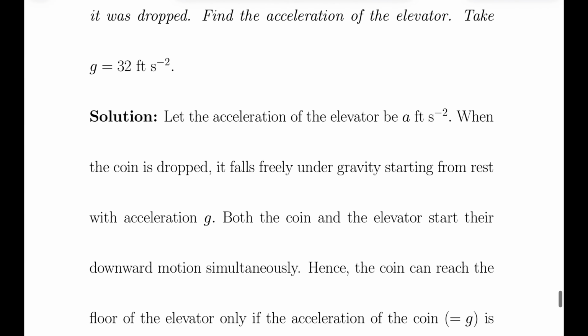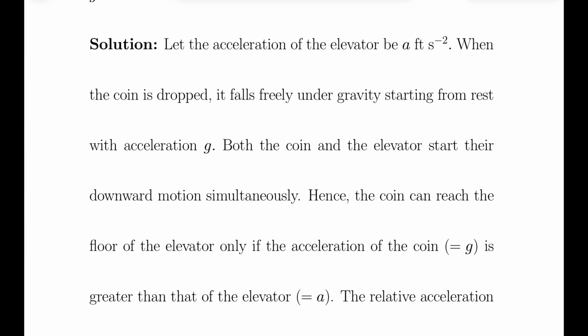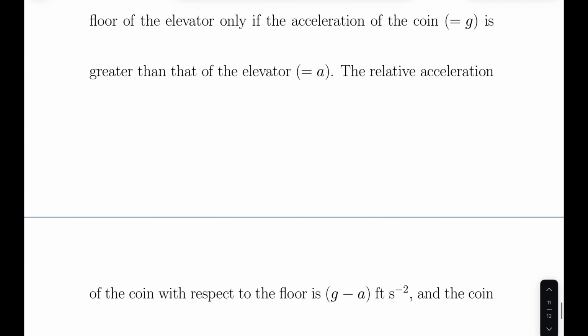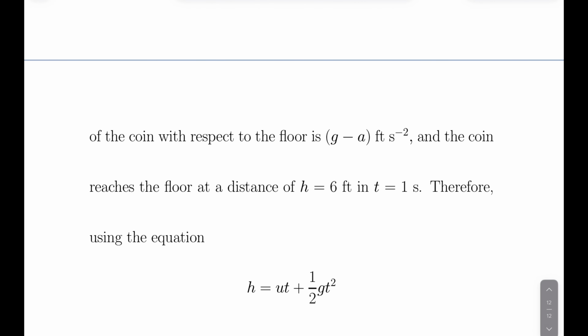Now, see how it can be solved. Let the acceleration of the elevator be a feet per second square. When the coin is dropped, it falls freely under gravity, starting from rest, with acceleration g. So both the coin and the elevator start their downward motion simultaneously. Hence, the coin can reach the floor of the elevator only if the acceleration of the coin, g, is greater than that of the elevator, which we have assumed to be equal to a. So the relative acceleration of the coin with respect to the floor is g minus a feet per second square.